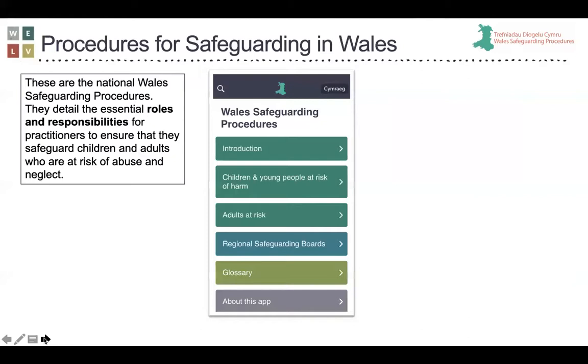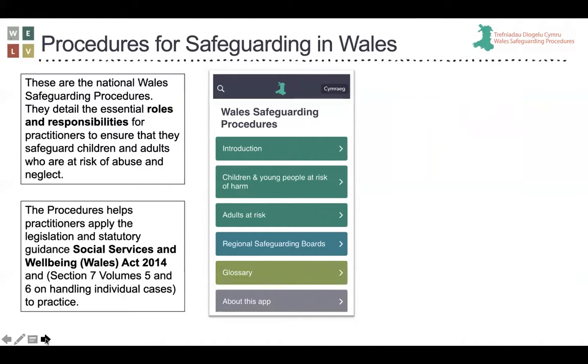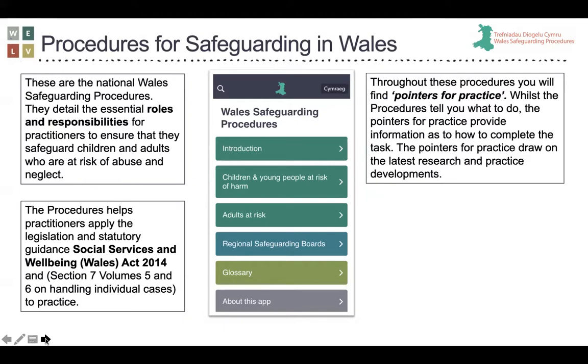These are national procedures that detail the essential roles and responsibilities for practitioners to ensure that they safeguard children and adults who are at risk of abuse and neglect. So as you see, the same set of procedures is in place with specific sections relating to children and a specific section relating to adults at risk. The procedures, as already alluded to, will be helping practitioners to apply the legislation and statutory guidance that's been issued under the Social Services and Wellbeing Act.